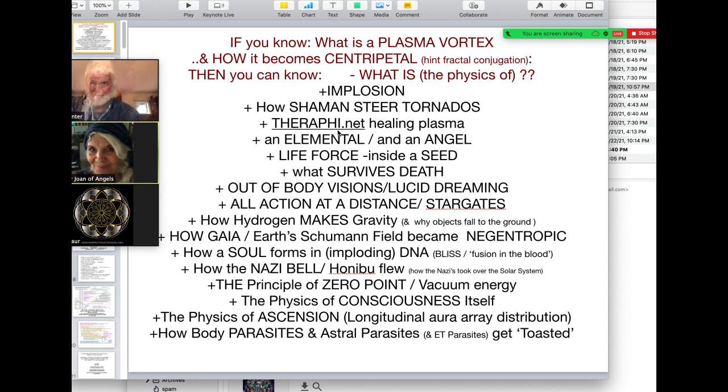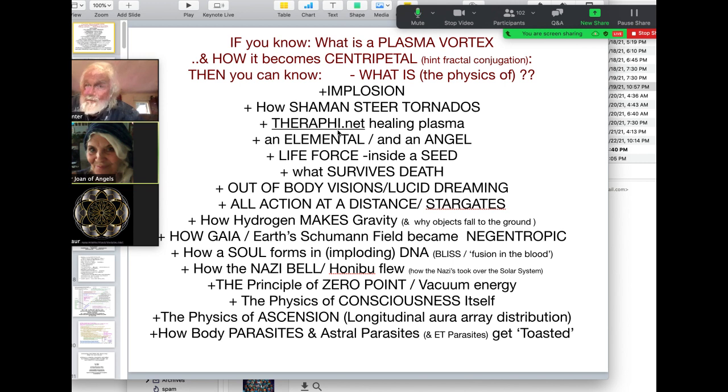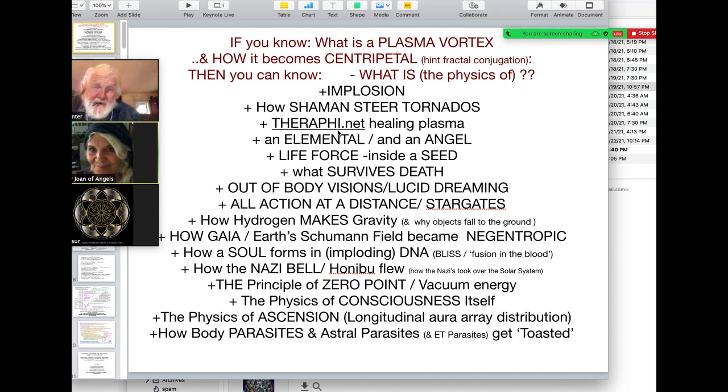And so now that we can know why plasma is intelligent, for example, ball lightning is famous for responding to telepathy, we can understand the physics of that, because that implosion of that vortex connects with the longitudinal array, think of it as DNA radio, and the plasma becomes mindful.